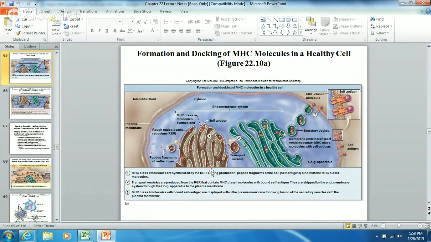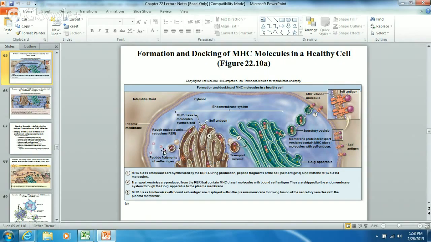So what's happening here is, here's the cell membrane or the plasma membrane. There's the cell membrane of a normal cell. Down here, we have peptide fragments of self-antigen. In other words, this antigen belongs to this cell. It's his. It's kind of like my driver's license. You know, my driver's license would be a self-antigen. It's mine. It shows who I am. It is a picture of me. It really is me in that license.